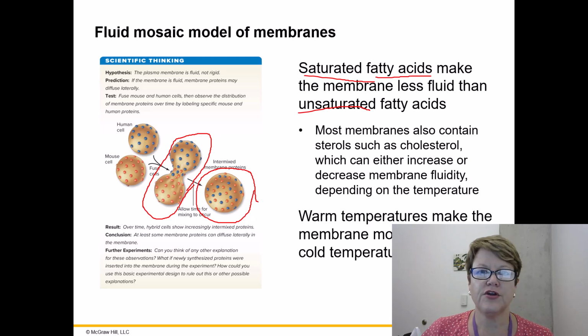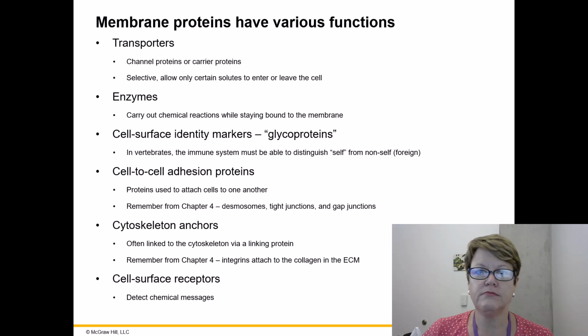But this experiment showed that the components of the membranes, including the proteins in this case, can move around in the structure. And so that's part of why we call it the fluid mosaic model.